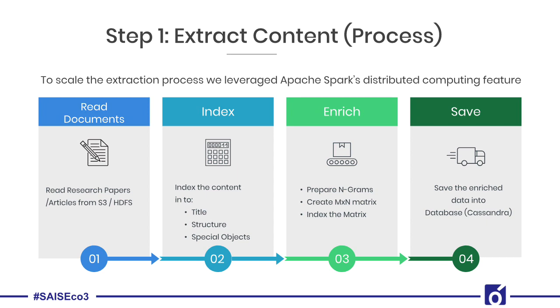The next step is to enrich that data. It means making the data suitable for the systems to understand. In our case, it was just an M by N matrix, where M was the number of documents that we have, and N is the number of unique words that we identify from that content. And in the last step, we save that data into a database for processing.